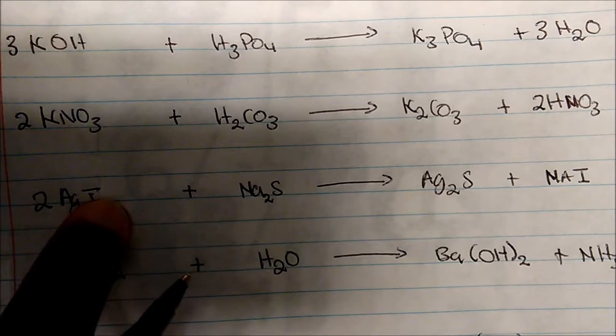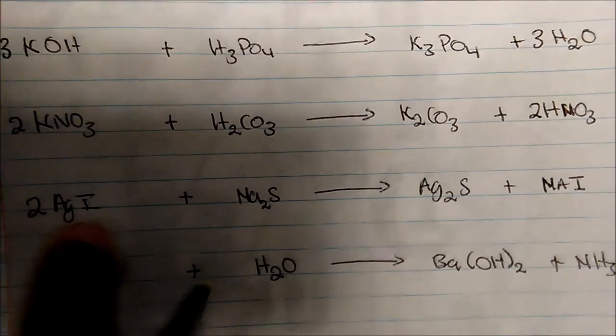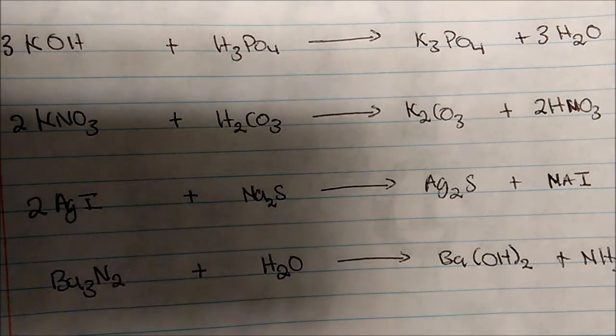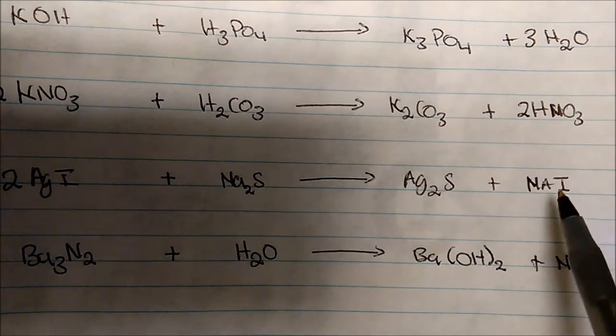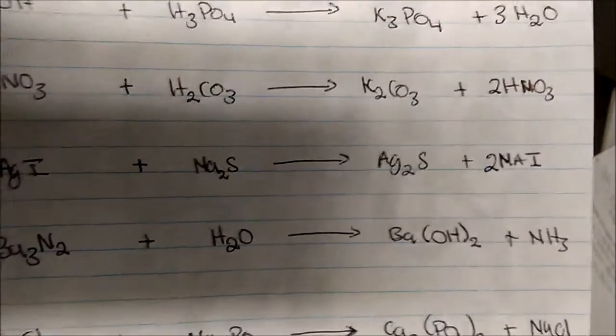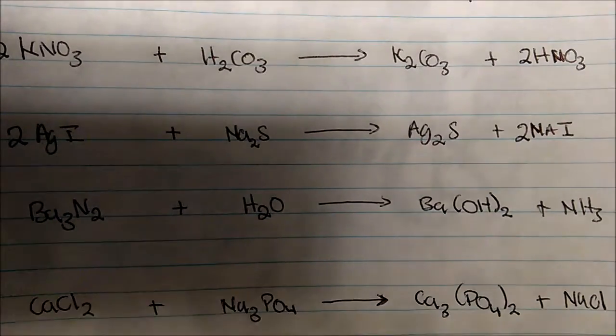Now I have iodine. I have 2 moles of iodine because this 2 multiplies not only the silver, but the iodine as well. So I have 2 moles of iodine. Over here I have 1 mole of iodine, and so I need to attach a 2 here. Now this will be balanced, right?